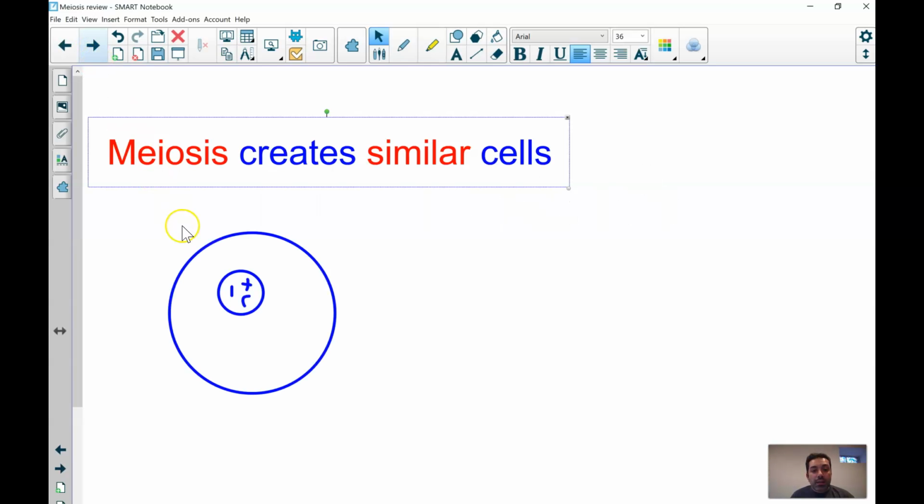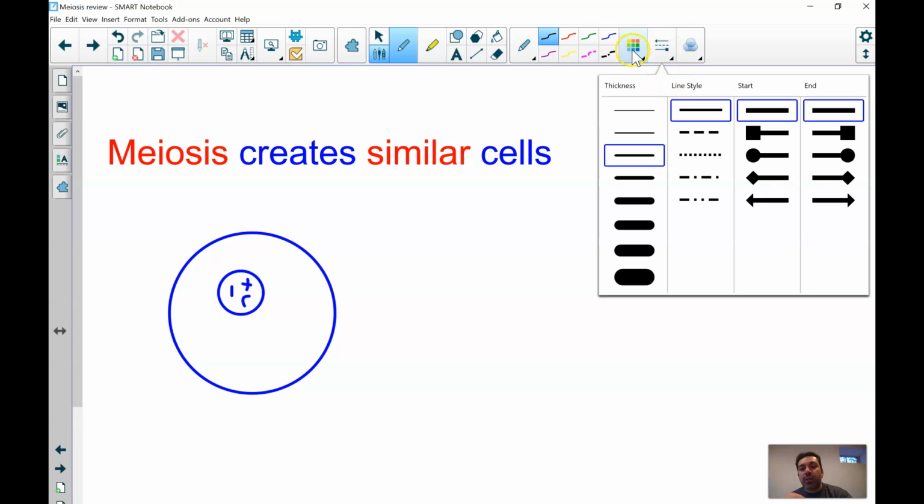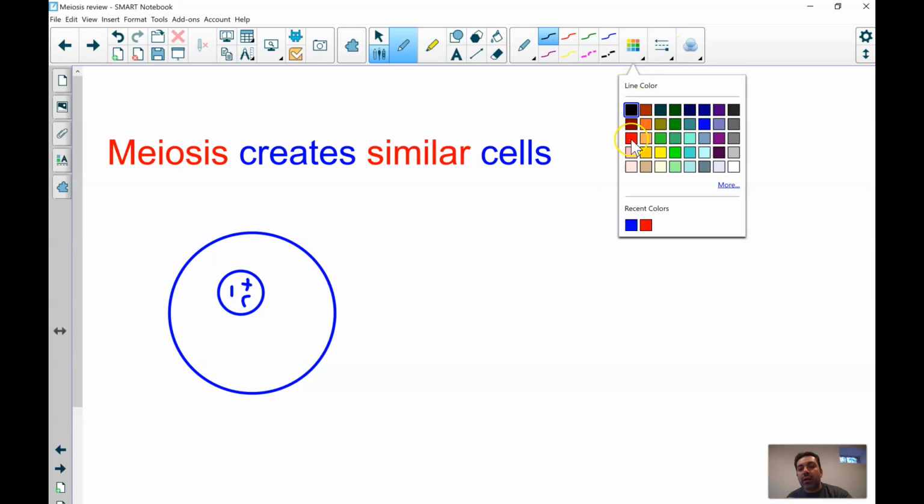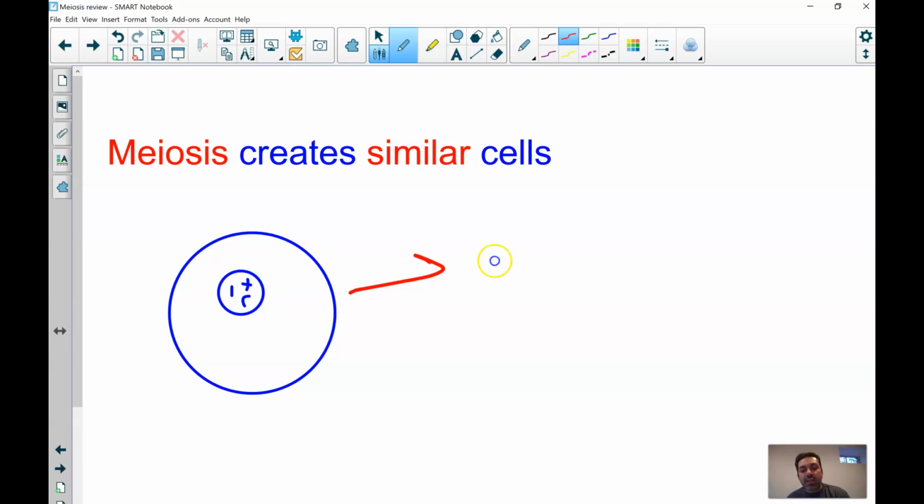But meiosis creates cells which are similar. What you're really creating throughout all of this, and all the writing that I'm going to do in this one will be in red, unlike the mitosis video where it was all in blue, is cells which are genetically similar, but not exactly the same. Through this process, it's going to start out the same way and create things which are identical. And you're going to get two of those.